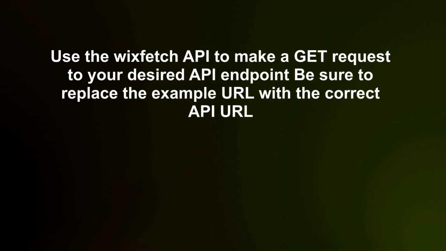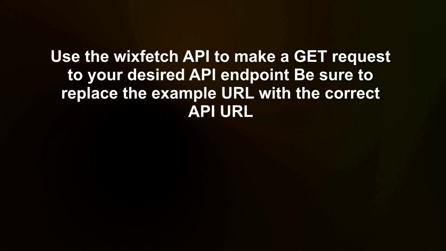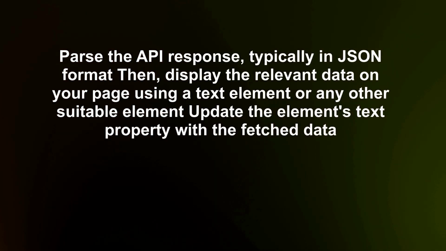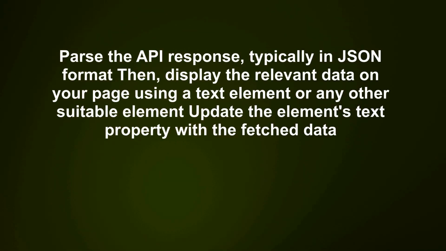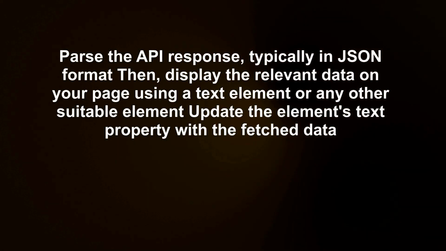Use the wix-fetch API to make a GET request to your desired API endpoint. Be sure to replace the example URL with the correct API URL. Parse the API response, typically in JSON format, then display the relevant data on your page using a text element or any other suitable element. Update the element's text property with the fetched data.